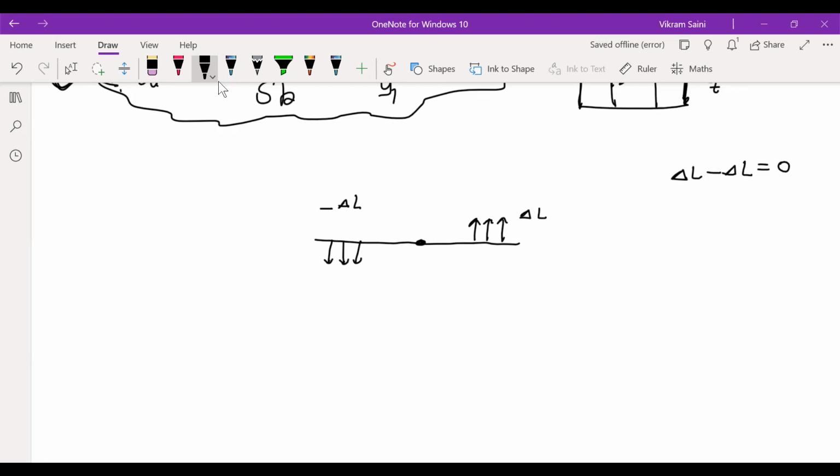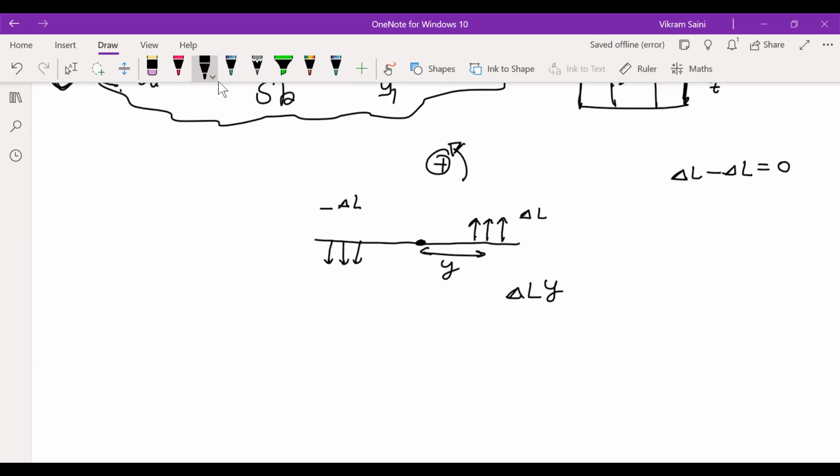Now, if this distance is, let's say, y from this to this, how much moment is being generated because of this delta L? Delta L y. And what is the direction of that? Anti-clockwise. Let's call anti-clockwise positive, because it's the choice. We're just understanding it conceptually.